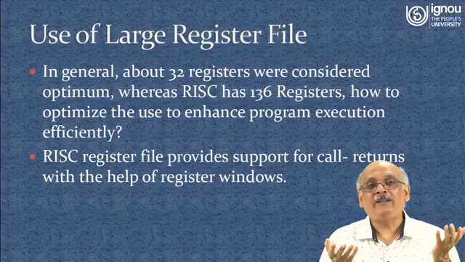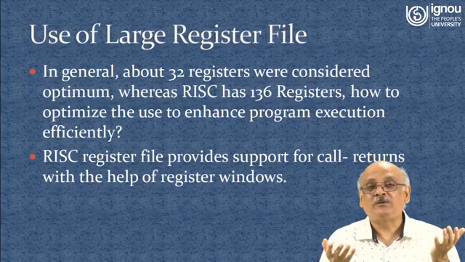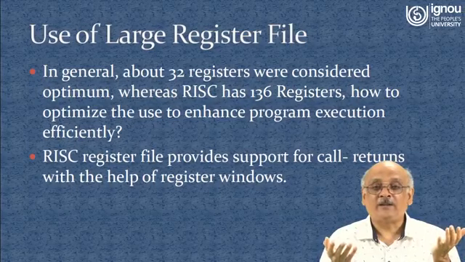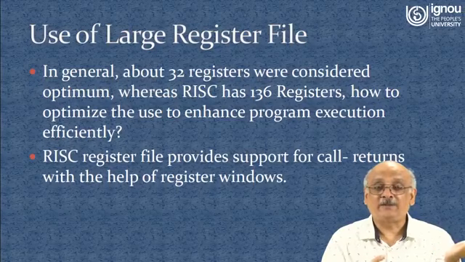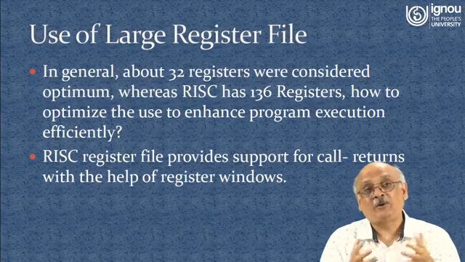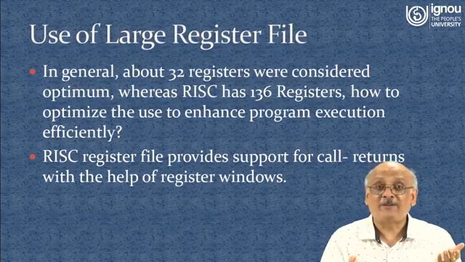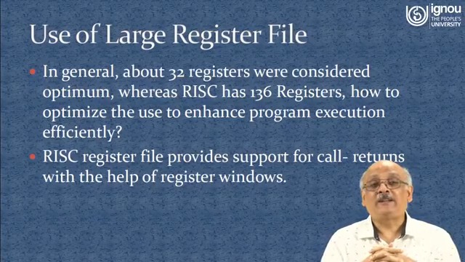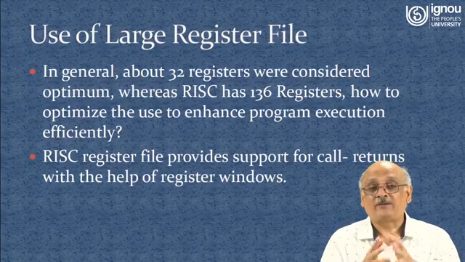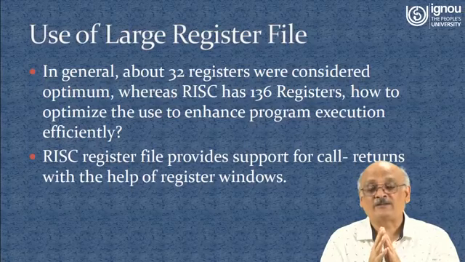So why do we need more registers then, if 32 is required? The idea was how to optimize the use of the 136 registers. Just 32 is sufficient and 136 are available. What are we going to do with them? There's no point having that many registers, but we have the space. So this became the RISC register file. It provides support for call and return with the help of register windows.